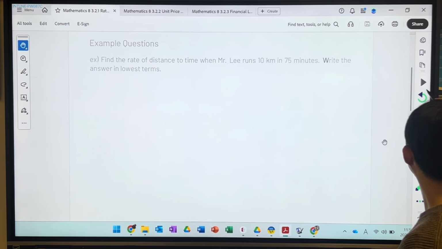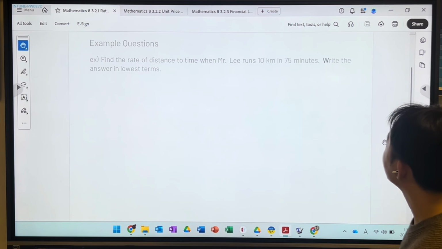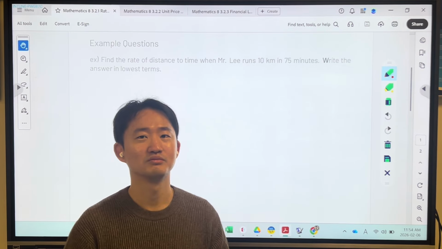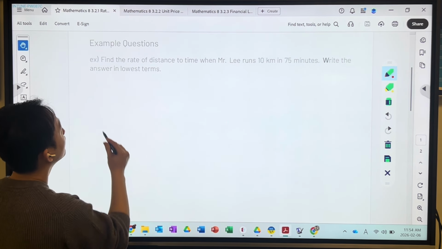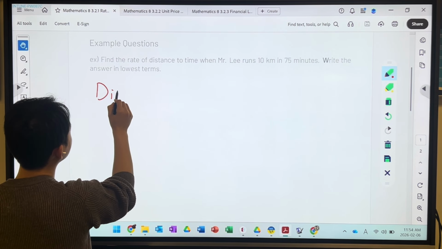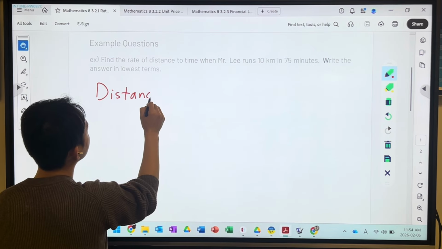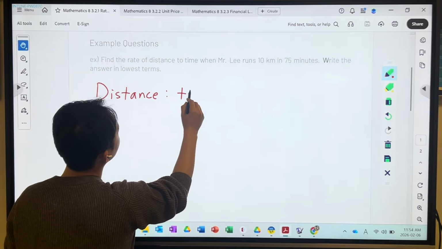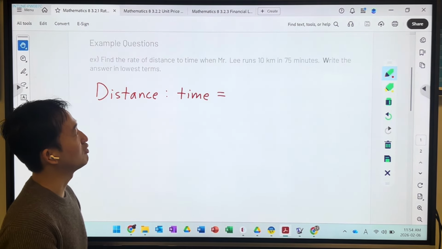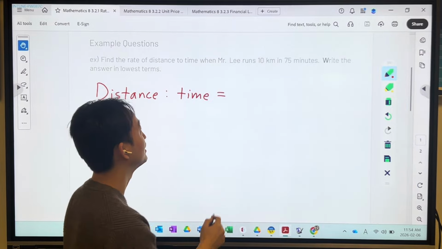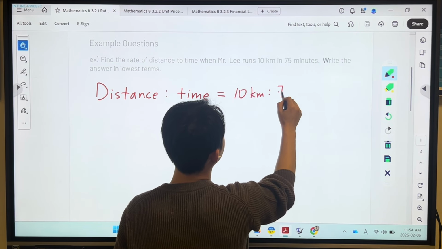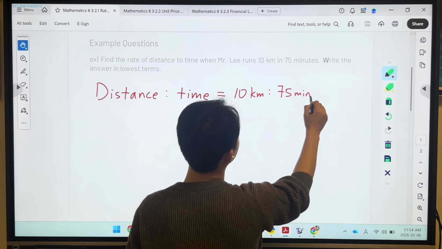So, what is the meaning of the rate in the first place? Well, rate is basically the same thing as ratio. So let's write down what we know. We want to find the rate of distance to time, so that's going to be distance to time. And apparently, Mr. E runs 10 kilometers in 75 minutes, so I think we can say it's 10 kilometers to 75 minutes.